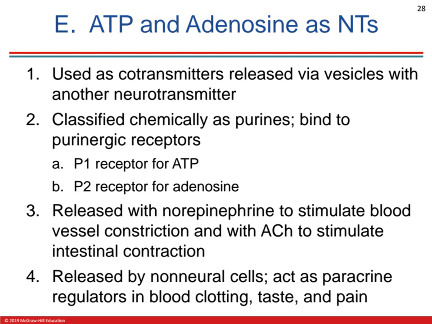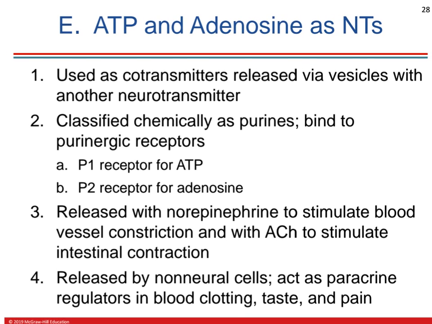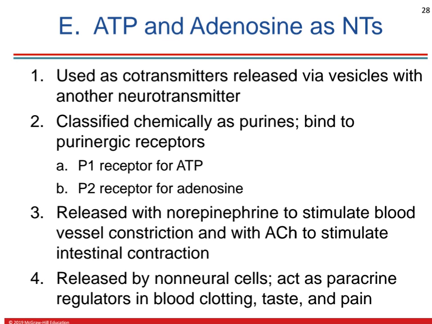ATP and adenosine are also neurotransmitters. These can be used as co-transmitters. So often in a vesicle, you'll have a neurotransmitter, and then maybe another transmitter or even a third neurotransmitter. They're all released together. ATP and adenosine are classified as purines, and they bind to purinergic receptors. So certain receptors are for ATP, and for example, P1 and P2 receptors are for adenosine. One example of co-transmission would be release with norepinephrine.